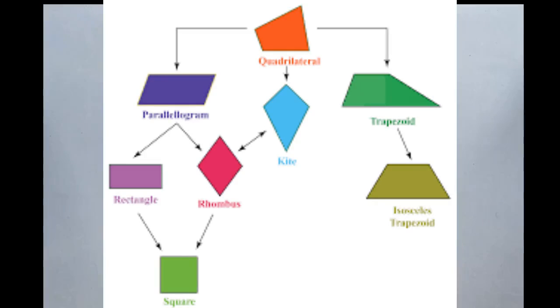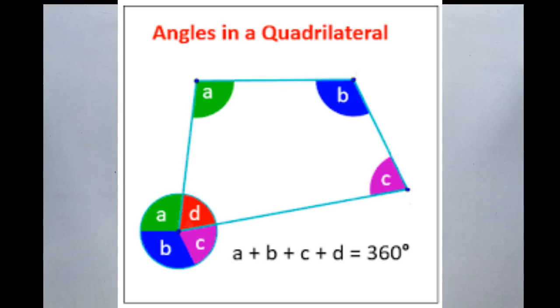Quadrilaterals can be classified. Some special quadrilaterals are rectangles, squares, parallelograms, rhombus, trapezium and kite. These are all called quadrilaterals because these shapes have 4 sides and 4 angles. Another point is the interior angles of quadrilaterals. Interior means inside angle, and as we know quadrilaterals have 4 angles, the sum of the 4 angles of a quadrilateral must be equal to 360 degrees.